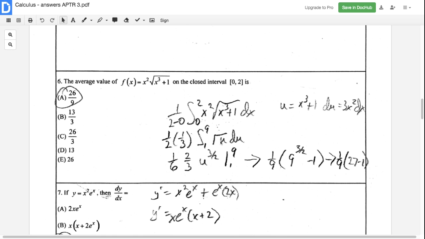I integrate the square root of u. That's going to give me u to the 3/2 times 2/3. I went ahead and multiplied the 1/2 and the 1/3 together to get 1/6. So 1/6 times 2/3 gives me the 1/9.